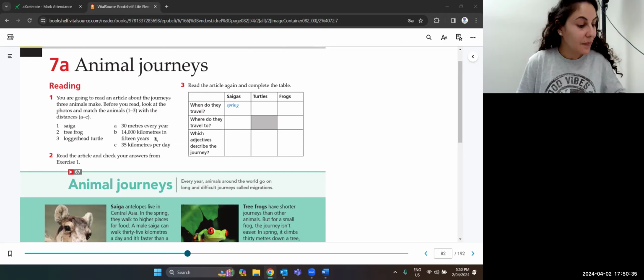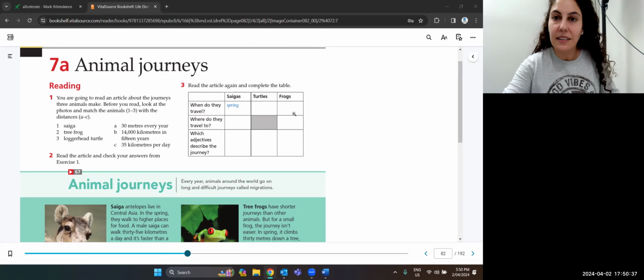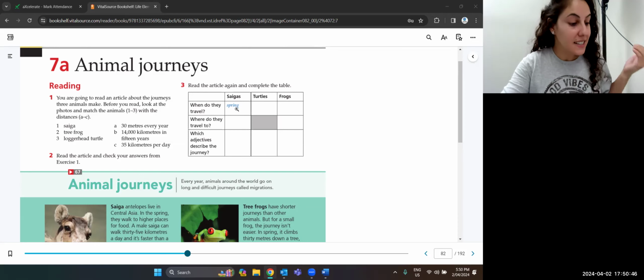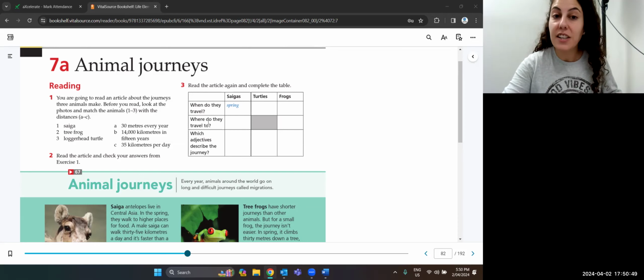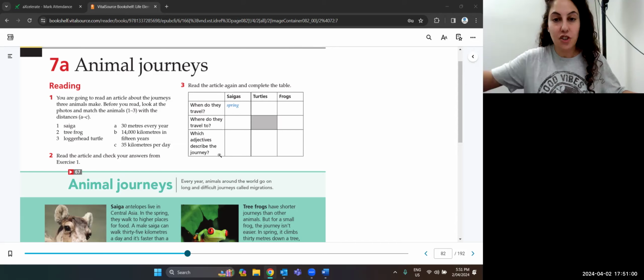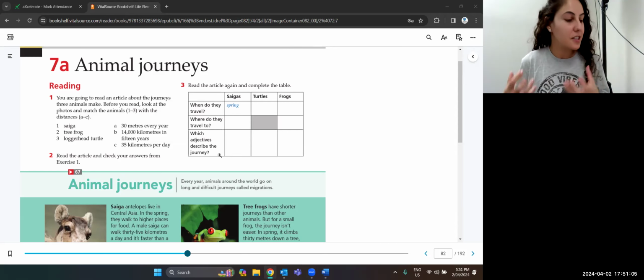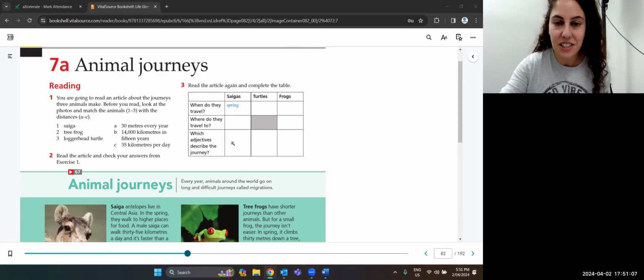Okay, so the saiga, I'm going to get you to do these answers yourself and we'll come back and check them. So the saiga, when do they travel? Which season? They already did this one for us, in spring. Where do they travel to? Write the answer here. Which adjectives describe the journey? Which adjectives tell us what it's like when they travel? Is it hard? Is it long? Is it difficult? Is it safe, slow? Okay, so write the adjective here.